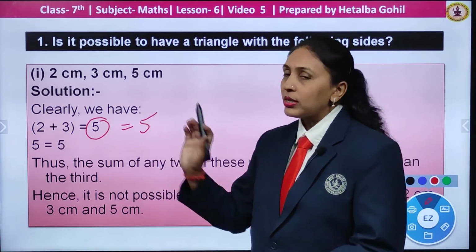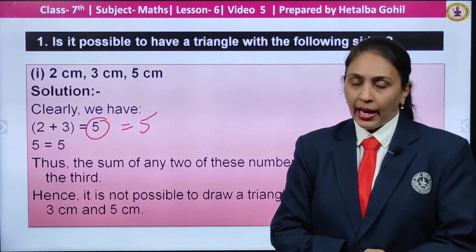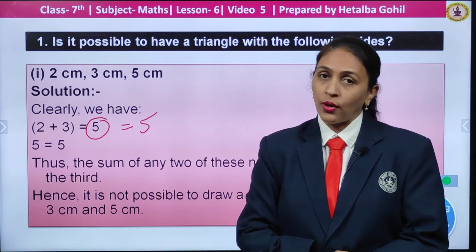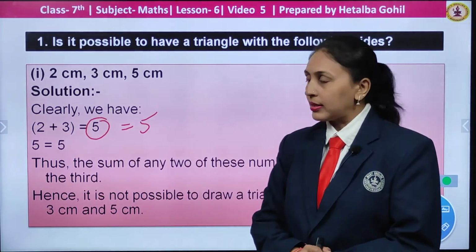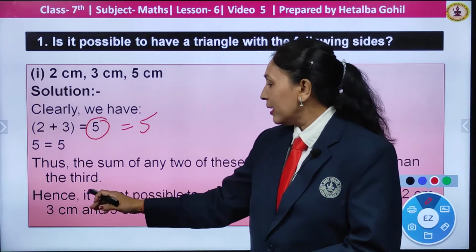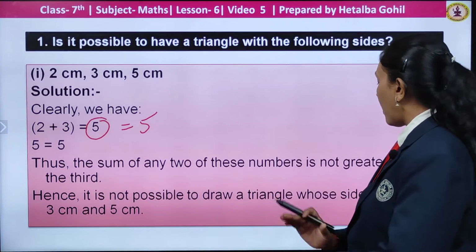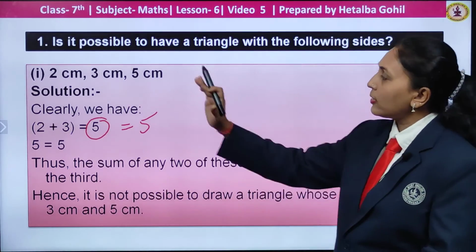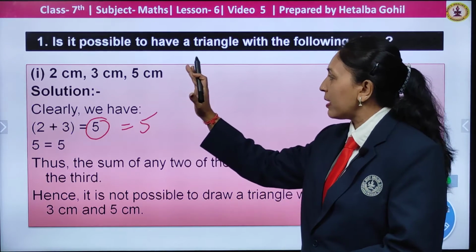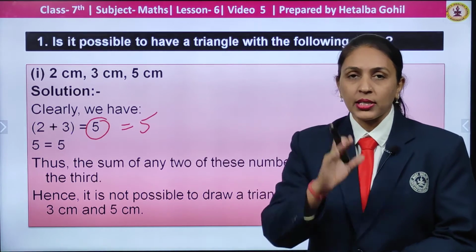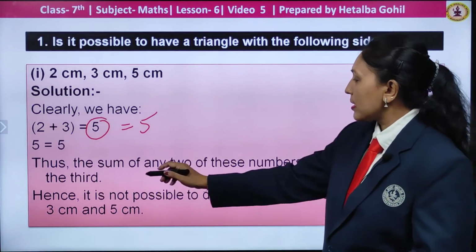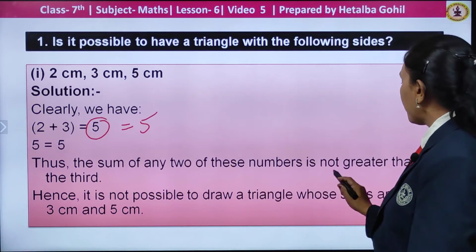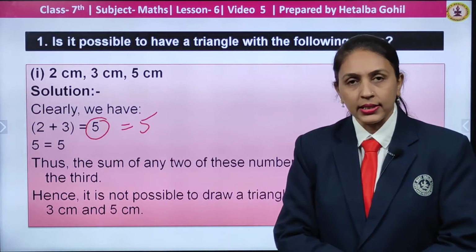That means both are equal, but according to our property, the 2 sides' measures have to be greater than the 3rd. That means here it is not possible to draw a triangle whose sides are 2 centimeter, 3 centimeter and 5 centimeter. That statement you need to put as your answer, because the sum of any 2 sides of this is not greater than the 3rd side.